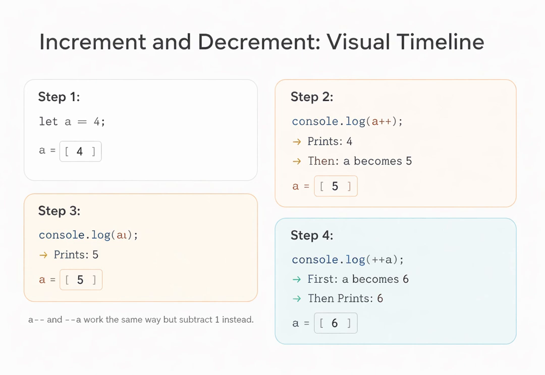The key word here is timing. Post means after, so the increment happens after the current value is used. Pre means before, so the increment happens before the value is used. Decrement works identically, just subtracting 1 instead of adding.